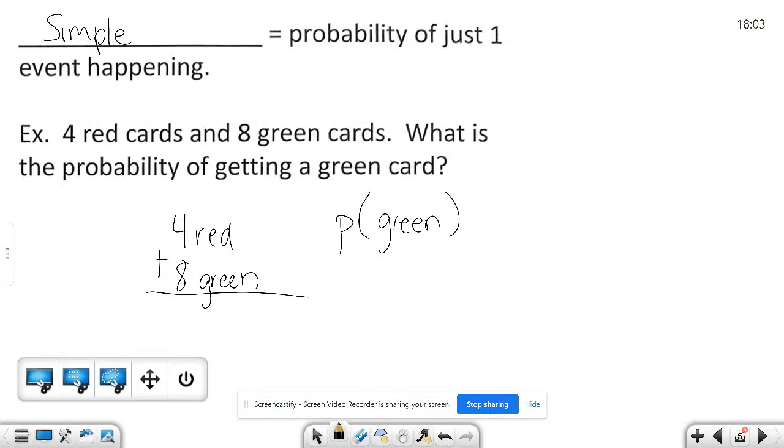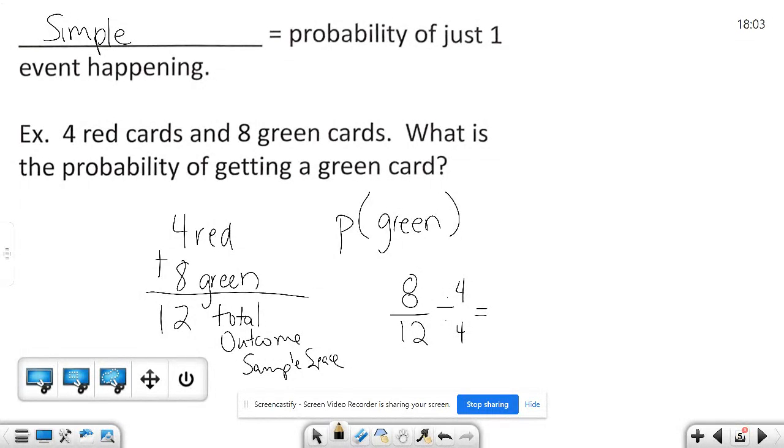If you don't write that, it's no longer a probability question, you would get it wrong. There are 12 cards. That's my total outcome. So that's my sample space. And the probability of me getting a green, because only one event is happening, I'm going to pull a card, and I want to just do it one time. So the probability of me getting a green is 8 out of 12. Again, this can be simplified, and it will be counted wrong if you do not.